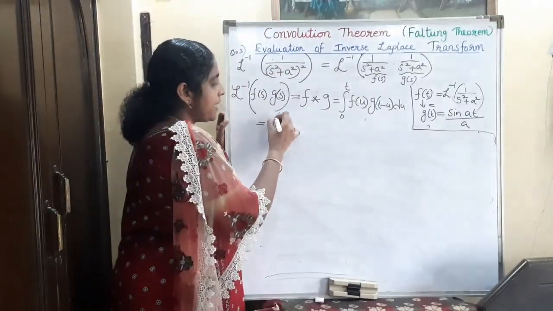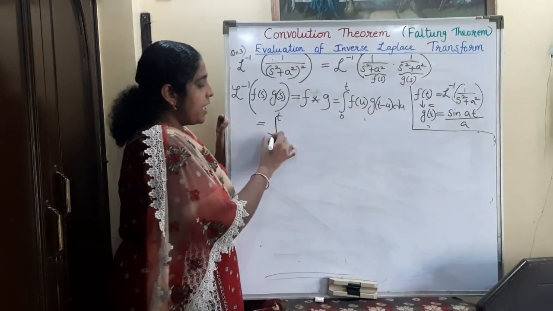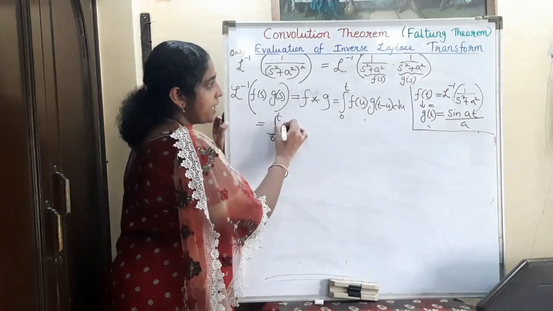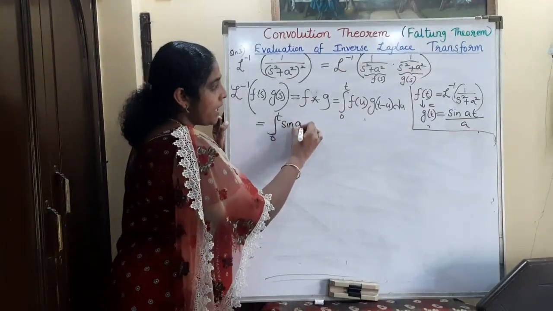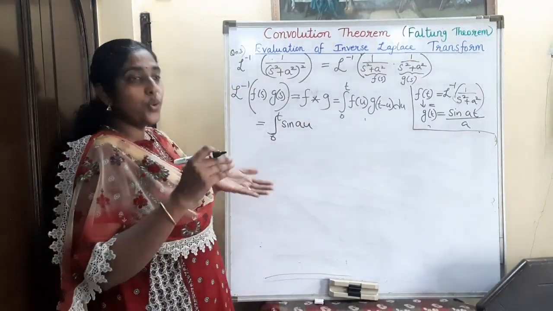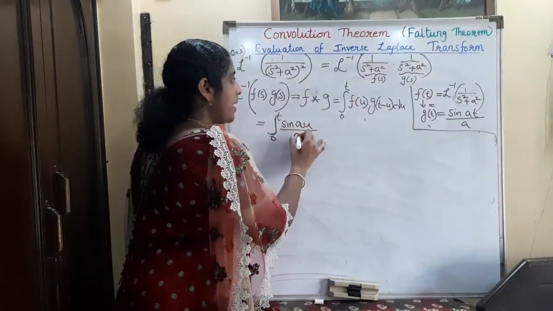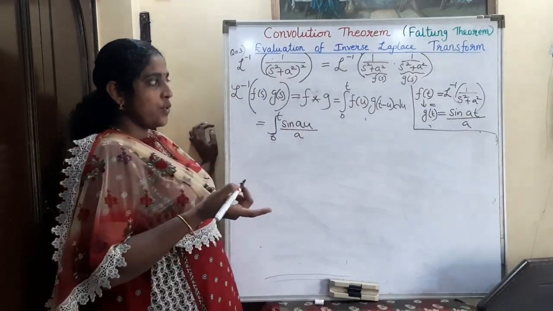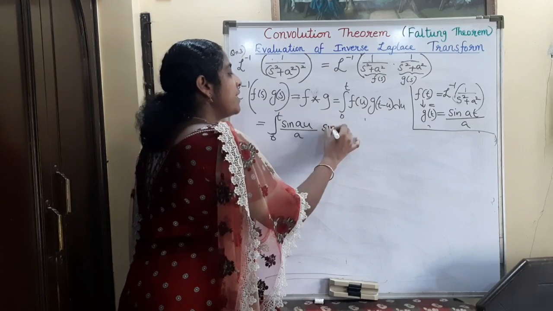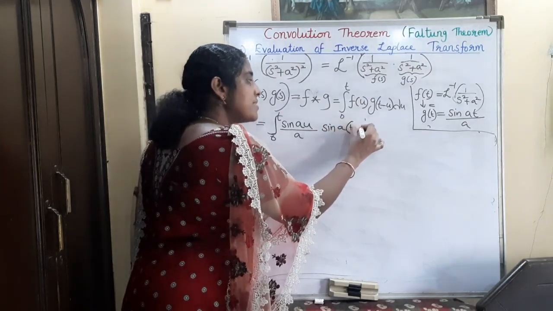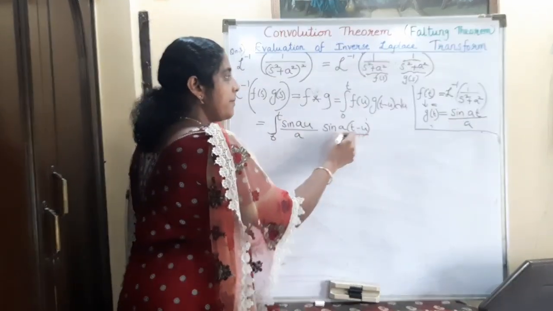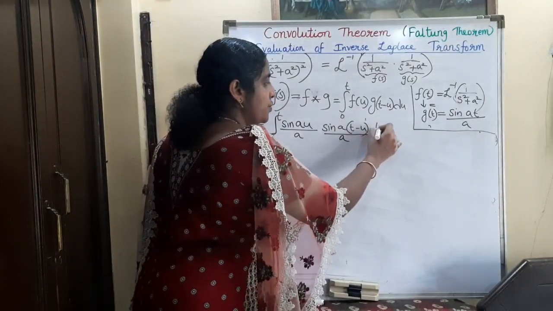Now we can apply the Laplace convolution theorem here. Integral 0 to t of f of u. What is f of u there? That is sine a, instead of t we have to write u. Change the t parameter to u. So sine au divided by a into g of t minus u. For the second function we have to change t to t minus u. That is, there is shifting and flipping both. Here only flipping, there shifting and flipping, so sine a(t minus u) divided by a, du.